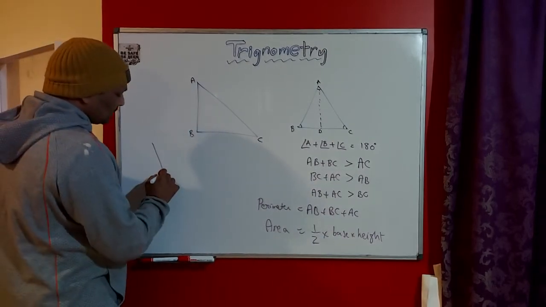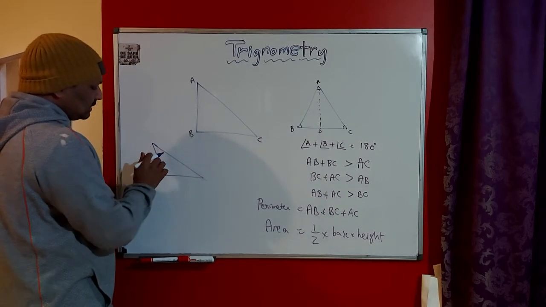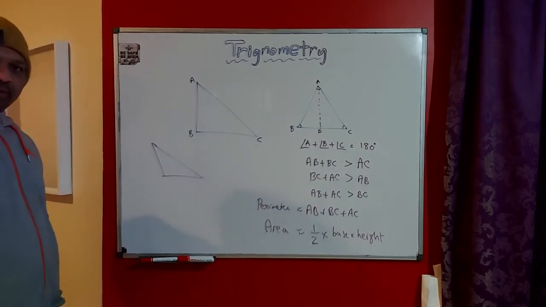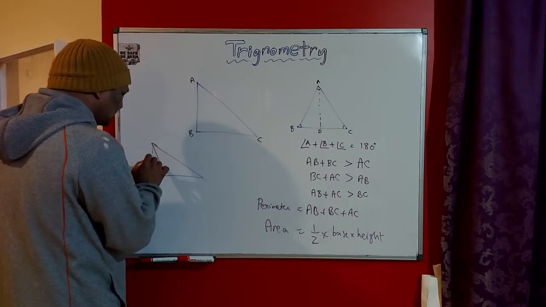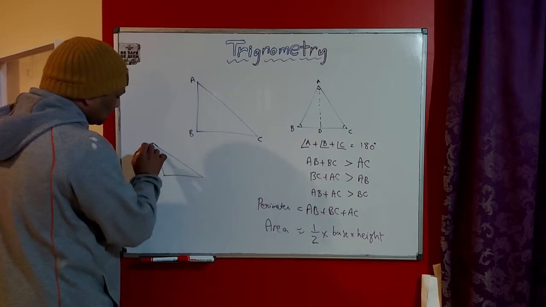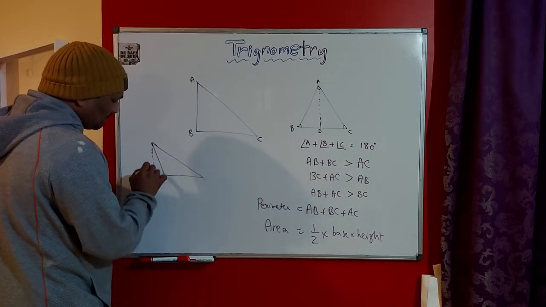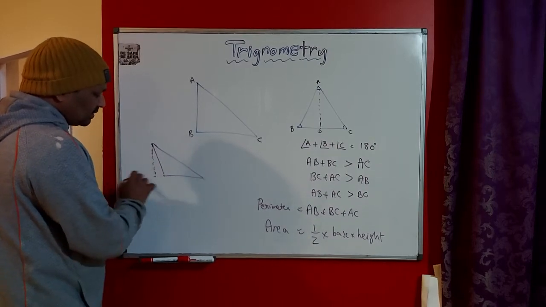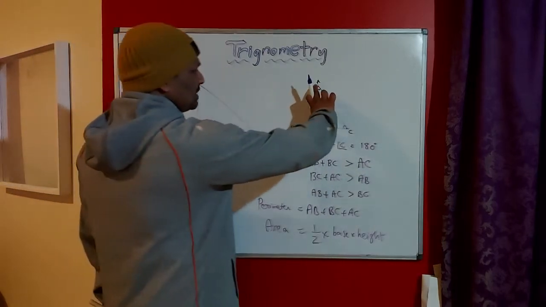For example, I'm going to draw another triangle like this. What is the height here? Is this the height? No, that is not the height. For this, you have to draw an imaginary line like this, and that should be perpendicular to the extension of the base. So this imaginary line, of course, is also an imaginary line.